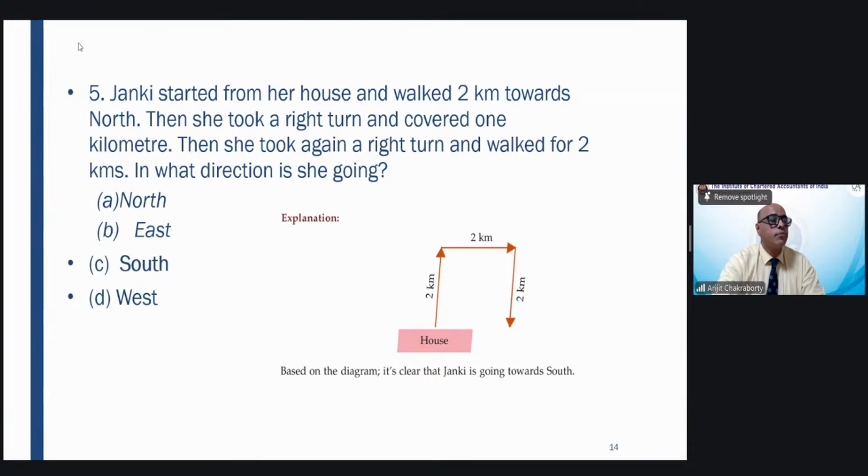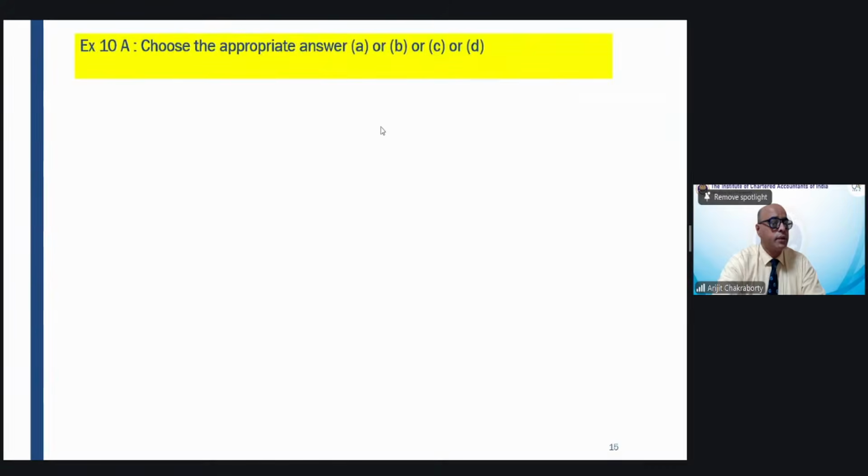So question number 5, I think all our friends have given the right answer. Yes, very good. South. Sargam, Shamreen, Angel, very good. Then we have Tejaswini, then we have Subhash, very good. Thank you, very well done. South. चलिए, now we are going to exercise 10A. Okay, so अभी हम लोग start करेंगे with question number 1.